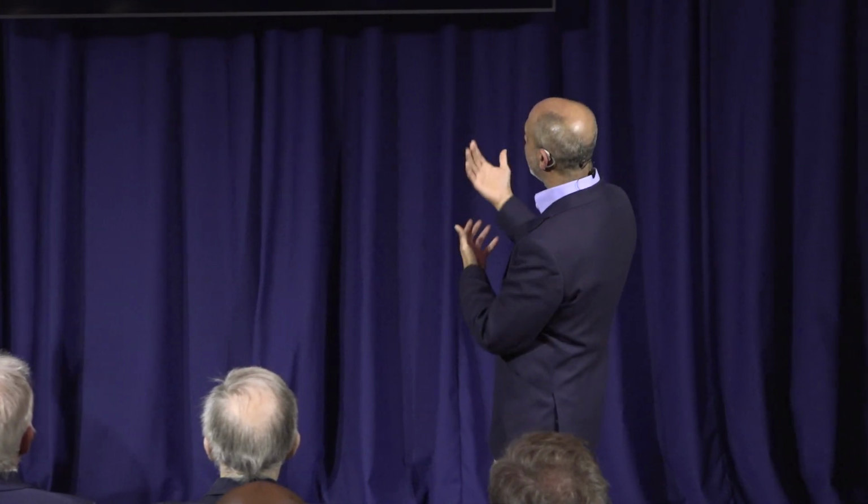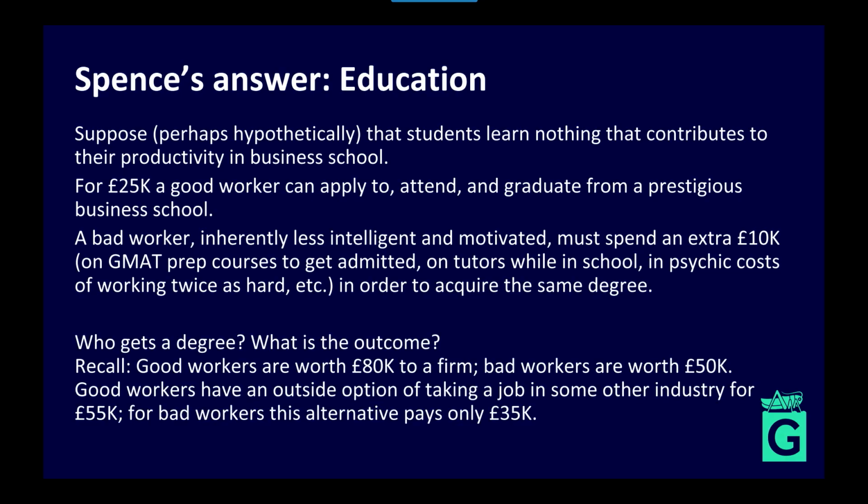It costs them 35,000 because they need prep courses to get admitted, they need tutors in school, they have psychic costs of working twice as hard. They don't enjoy this. The good worker enjoys this, costs them 25, bad worker, 35. Okay? Now, the question is, of course, who gets a degree?